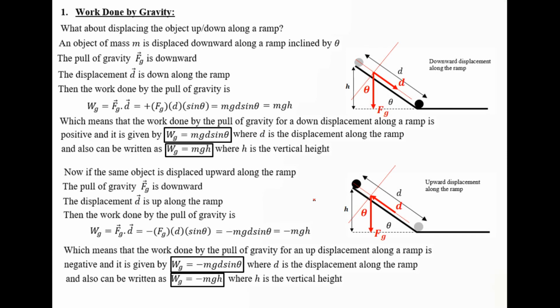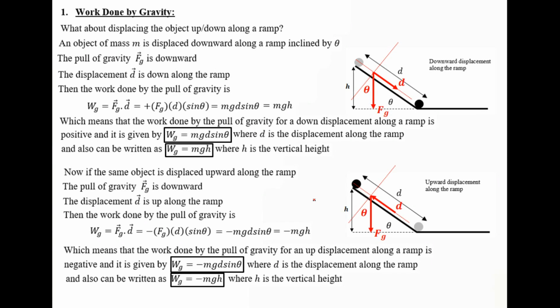So in brief, whenever an object is being displaced down, the work done by the pull of gravity is positive and is given by mgh, which is the force, the pull of gravity mg, times the vertical distance. If it's being displaced up, that would be minus mgh. If it's being displaced down a ramp, that would also be mgh, where h is the vertical height, and it can be expressed as d sine theta, where d is the displacement along the ramp and theta is the angle of inclination.